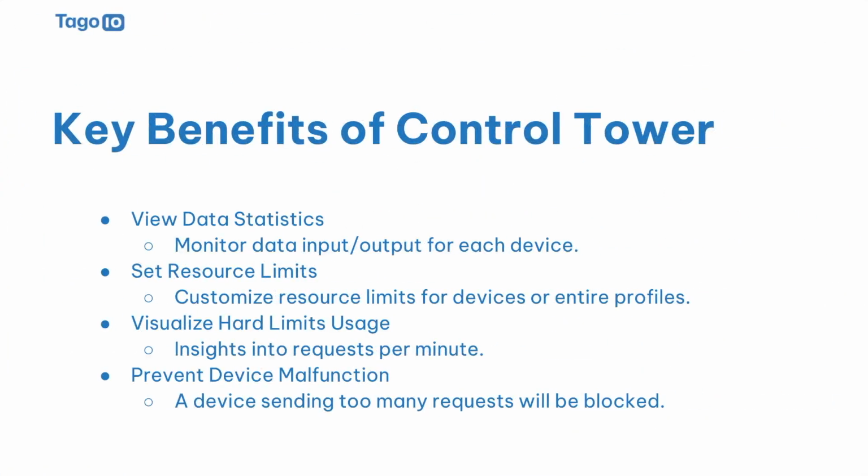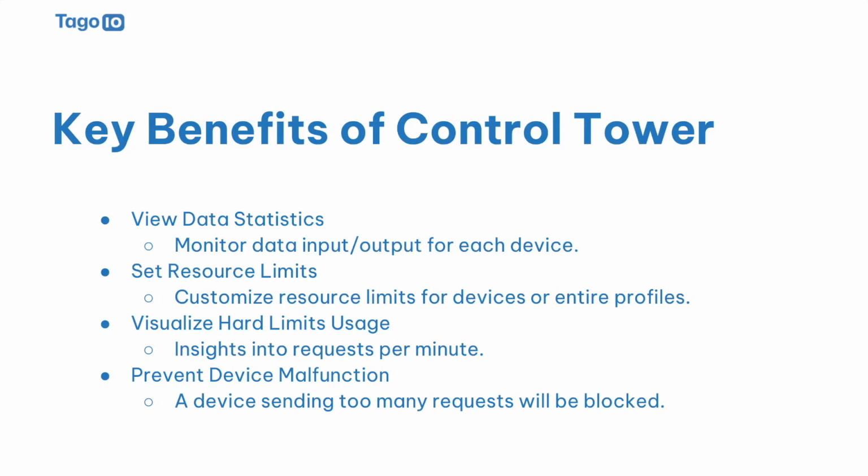Let's talk about the key benefits of Control Tower. View data statistics. This feature allows you to monitor data input and output for each device. It's essential for identifying any anomalies or malfunctions in your devices. Set resource limits. You can customize resource limits for individual devices or entire profiles. This flexibility helps you manage your resources more effectively.